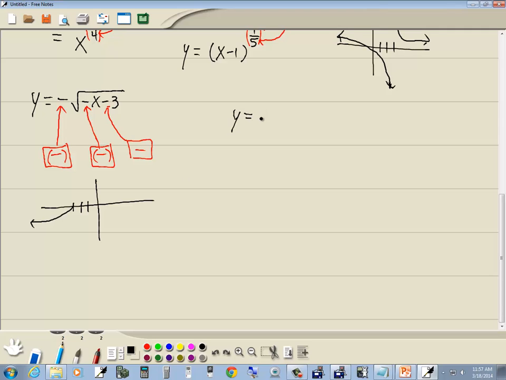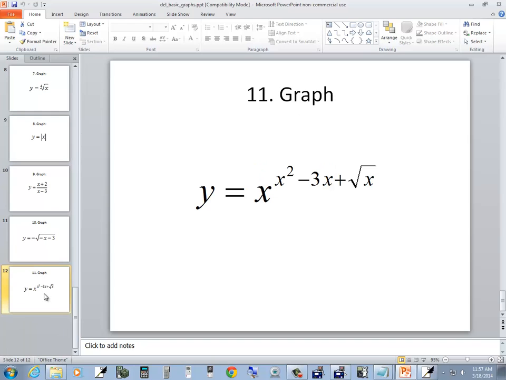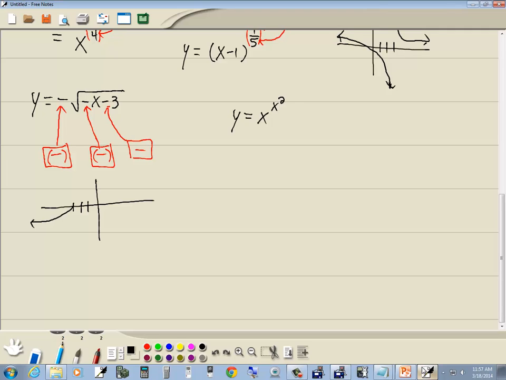We've got y is equal to x to the power of x squared, and I don't remember, so let me go look. X squared minus 3x plus square root of x. Remember I said earlier that if you've got more than a single number or a single variable in your exponent, you have to put parentheses around the exponent. So as we type this in, we have to put parentheses around the exponent like that. Other than that, we pretty well type it in as we see it.